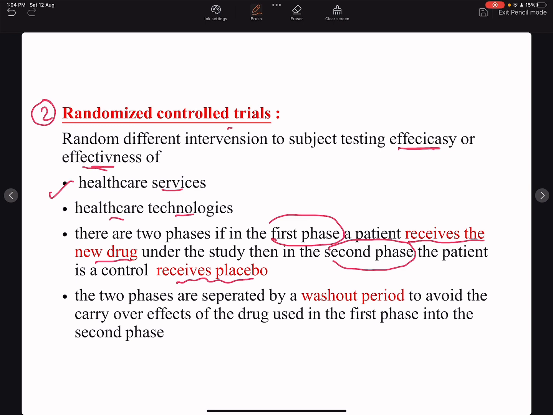The two phases should be separated by a washout period. This is very important to have a washout period to avoid the carryover effect of the drug used in the first phase into the second phase. So to avoid the mix-up or the carryover effects, we are going to have a washout period.